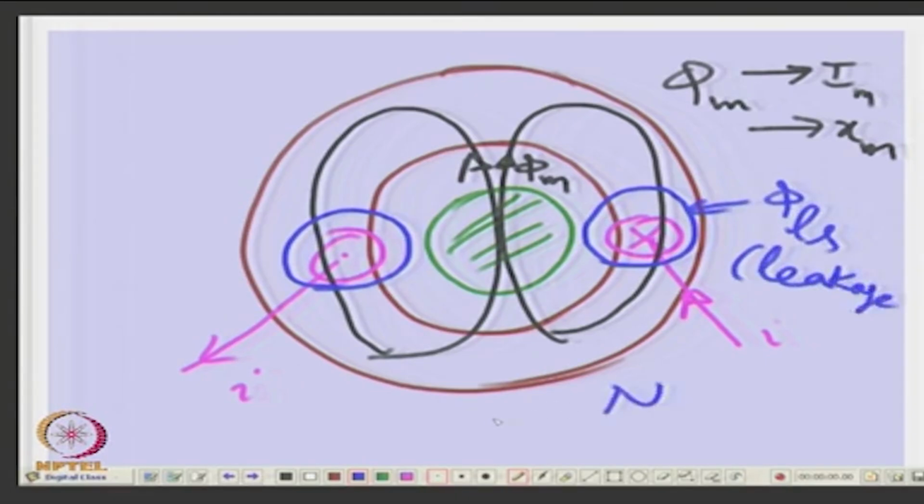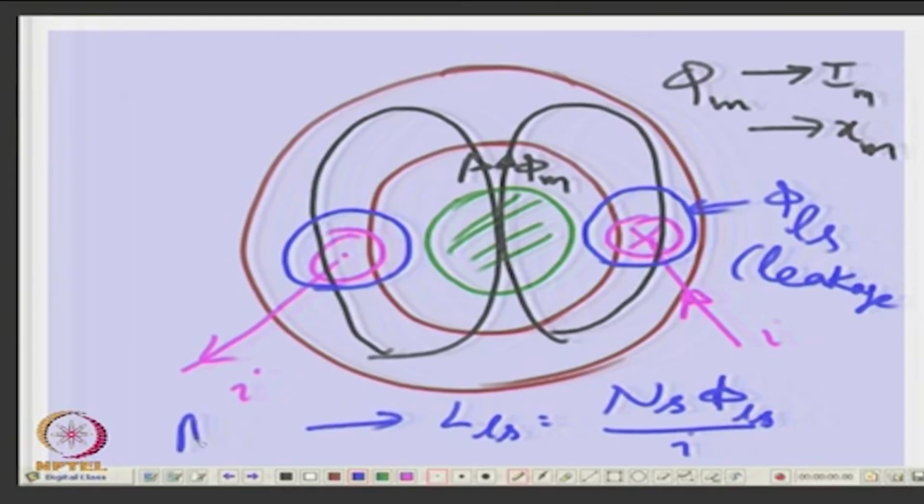And usually you have the leakage inductance LLS equal to the number of turns Ns into phi LS by I. It is the flux linkage of the leakage flux per unit current, and that is invariably in air, very limited in iron. So, it is rarely saturated. In fact, this is one of the important things. Leakage fluxes are rarely saturated, while the air gap flux or the mutual flux will have a lot of saturation.